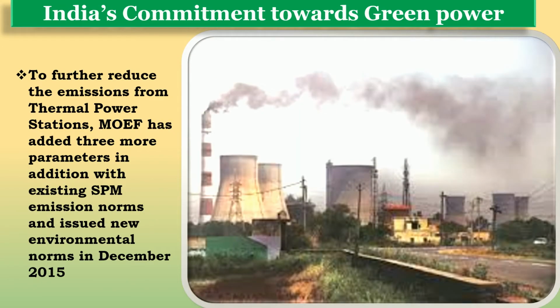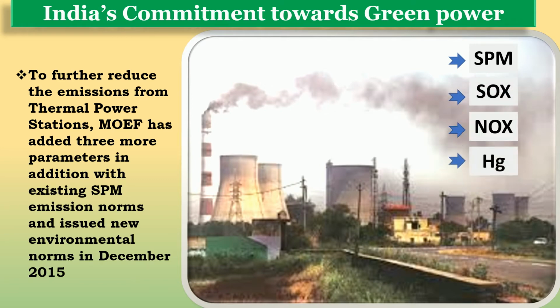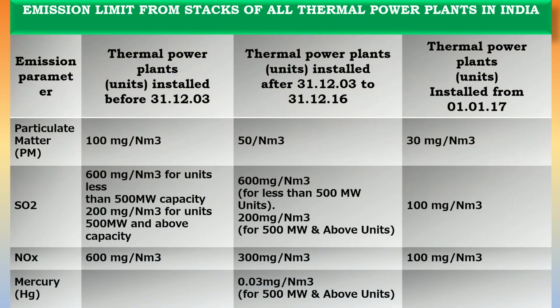Further, to reduce emissions from thermal power stations, the Ministry of Environment, Forest and Climate Change has added 3 more parameters in addition to suspended particulate matter, which are SOx, NOx and mercury, and issued new environmental norms in December 2015. These are the emission limits from stacks of all thermal power plants in India. Here we can see in the table that there are variations in the emission limit in different thermal power plants as per their installation date.